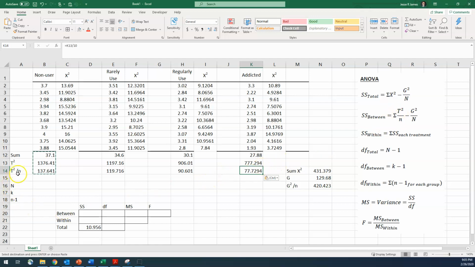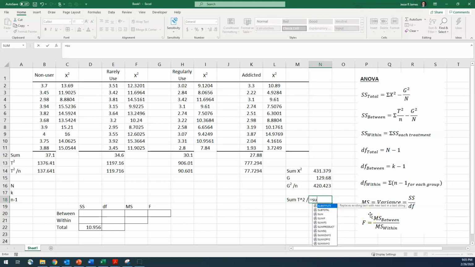So the sum of T squared over n, I'll put down here, the sum of T squared over n is equal to the sum of that, and that, and that, and that. And so that comes to 425.687. That is the first component of the sum of squares between. Now the latter component is G squared over N, which we already did here. So we already have that here, G squared over N.